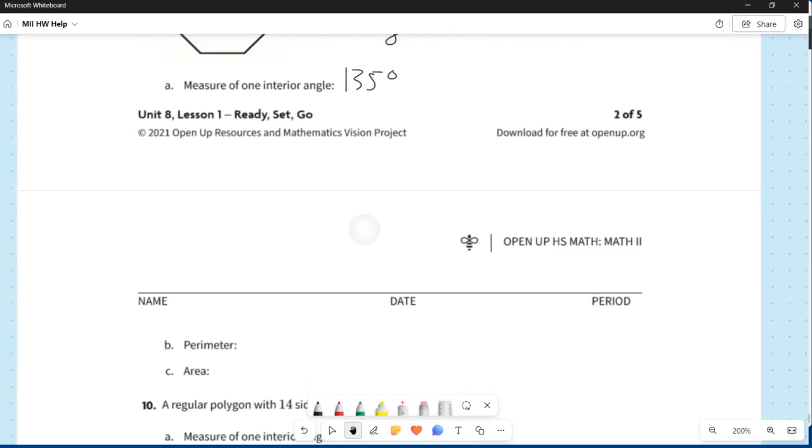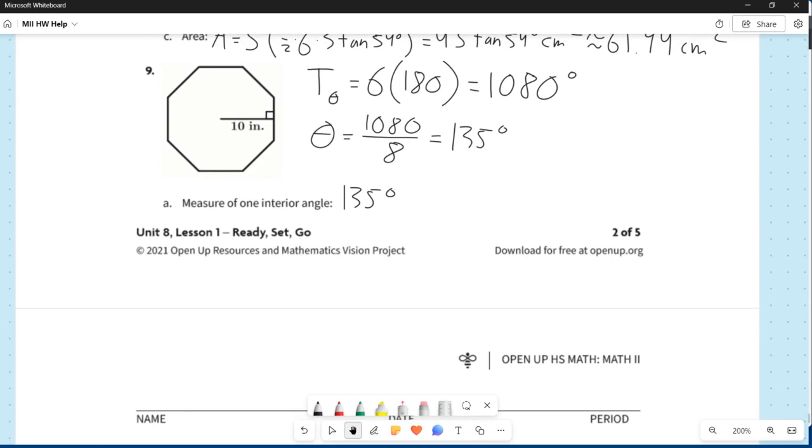All right. So B is asking for the perimeter. Now, unlike 7 and 8, with 9 we were not given the side length. We were given something else: what is known as the apothem. We are told the apothem of this regular figure, and the apothem essentially goes from the center of the polygon to the center of one of your sides. As you can see, it forms a right angle. So that's called the apothem. So the apothem is 10.